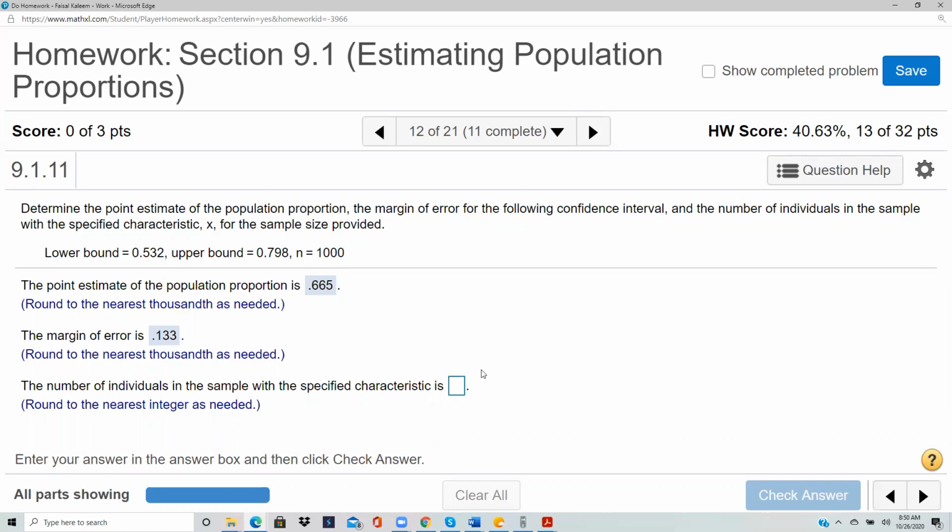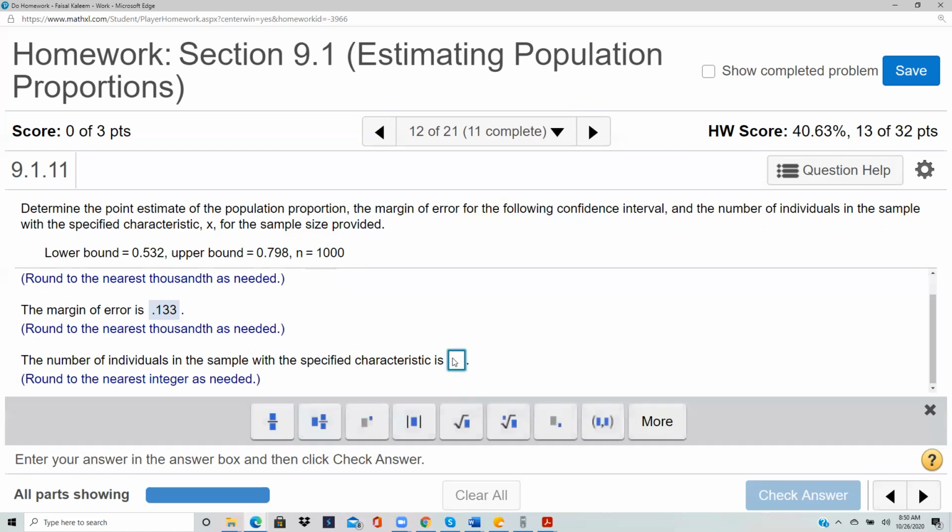The number of individuals in the sample with the specified characteristic is, so n is the total sample, 1000, and this point estimate tells you the proportion which have the specified characteristic. So if the proportion is 0.665 and the total is 1000, you just multiply these two. You multiply the proportion with the total number to find how many have the desired characteristic. So 0.665 times 1000 would be 665.